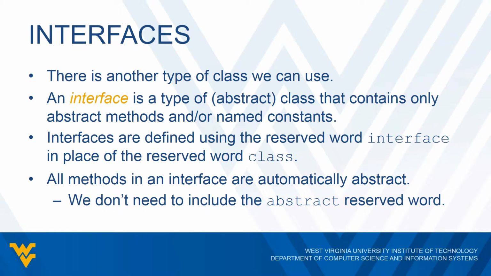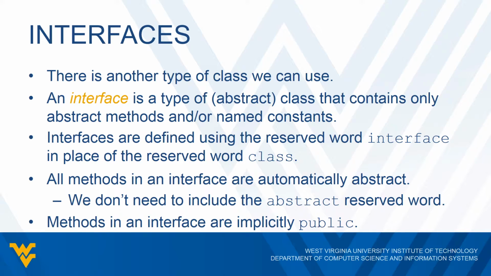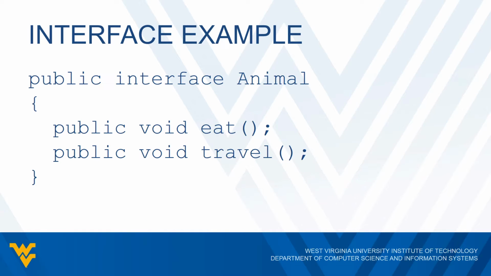The other thing I should mention about these abstract methods is they have to be implicitly public. We can't have any private methods. We can't have any protected methods. They have to be public.